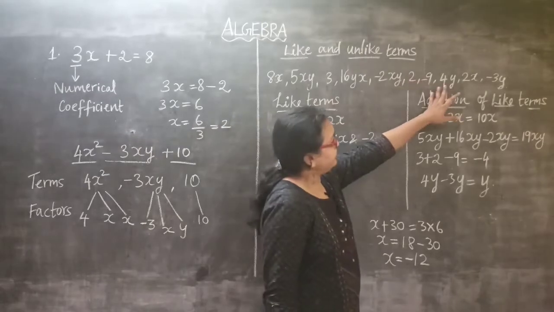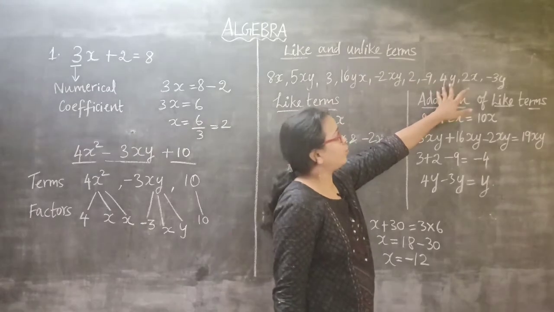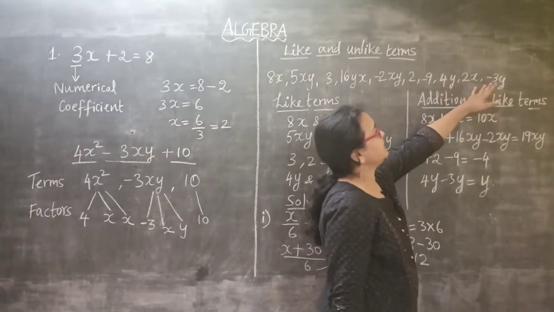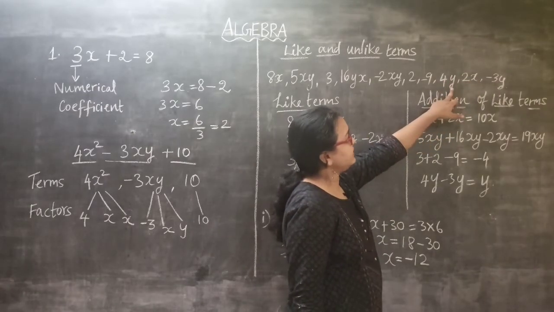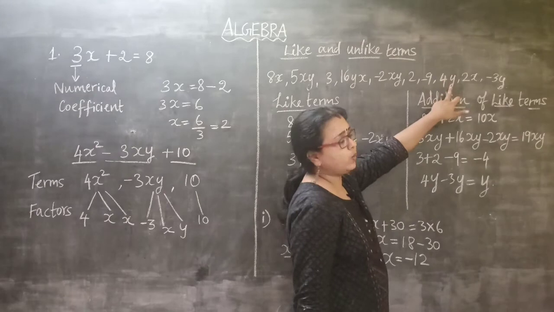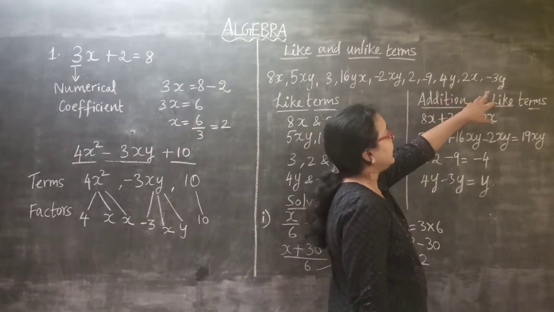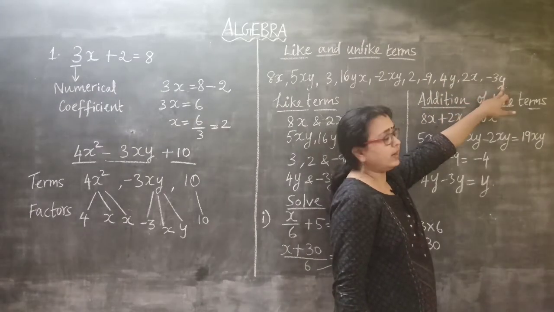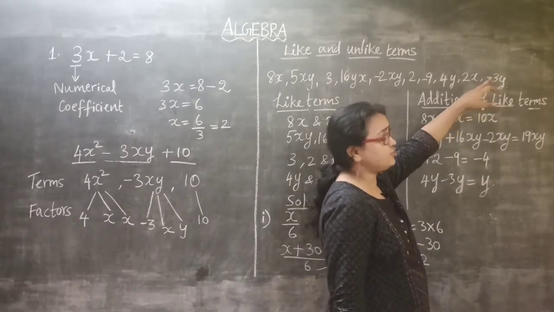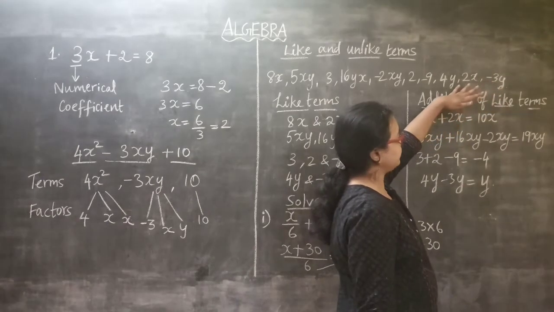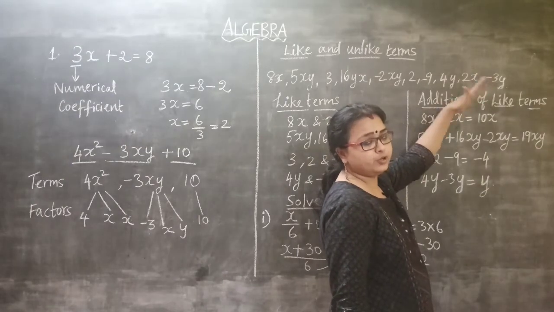Next, the remaining, after everything I have written, are 4y and minus 3y. These are the remaining terms. If I see here, y is there, that is 4 into y, the variable is y, and here again the variable is y, but it has a negative sign. Does it make any change? No, it doesn't make any change. That means we can make them into like terms.